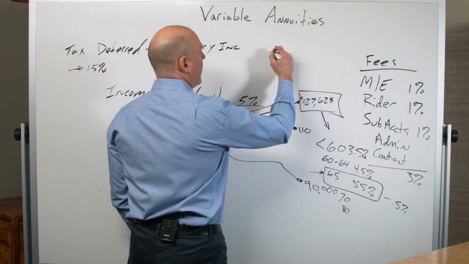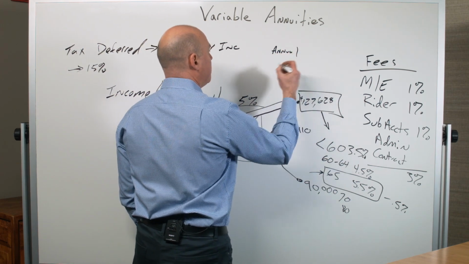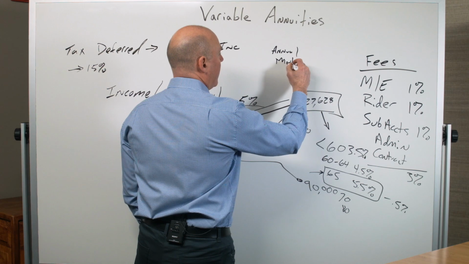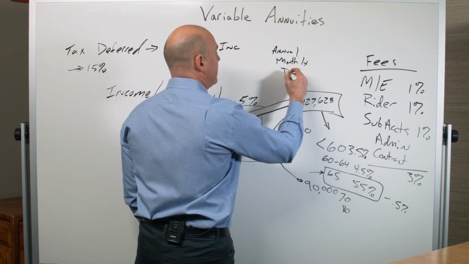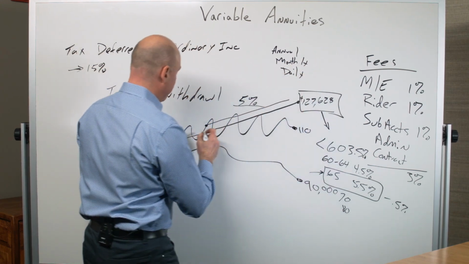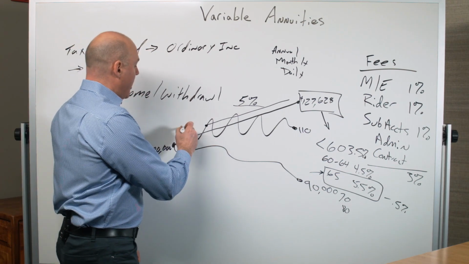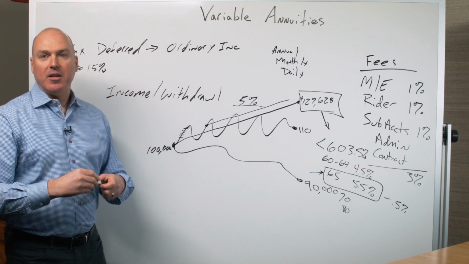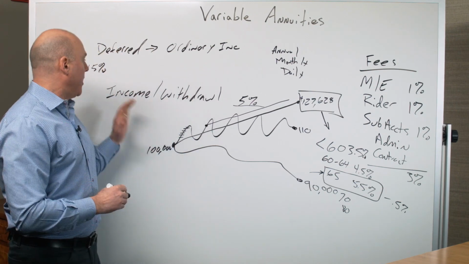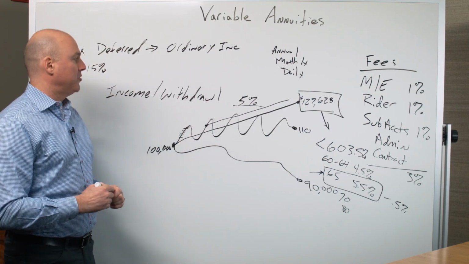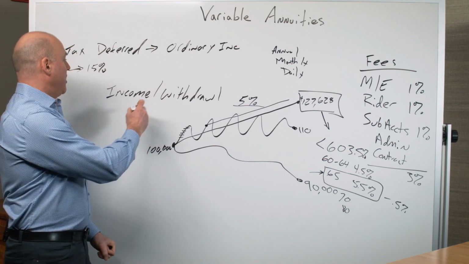Some of those lock-ins can be annual, like we just talked about. Some of those could be monthly. And some of them could even be daily, where they're going to actually take a look every single day as it's maybe going up, lock that value in, and then grow that benefit base compounded off of that.